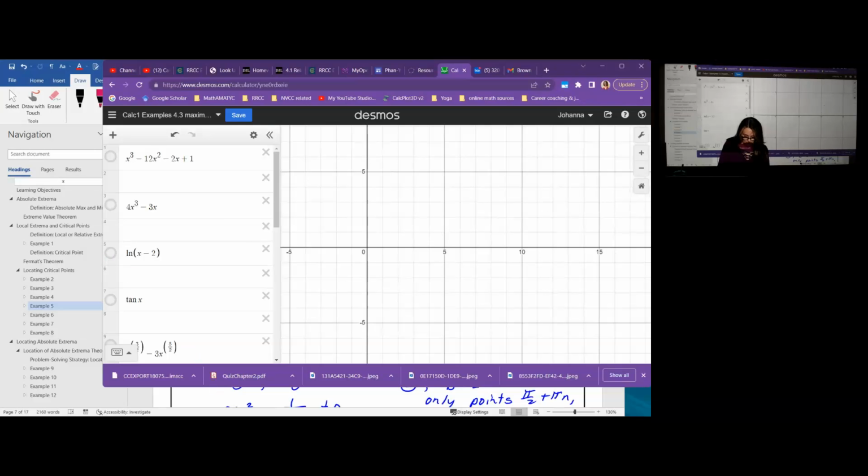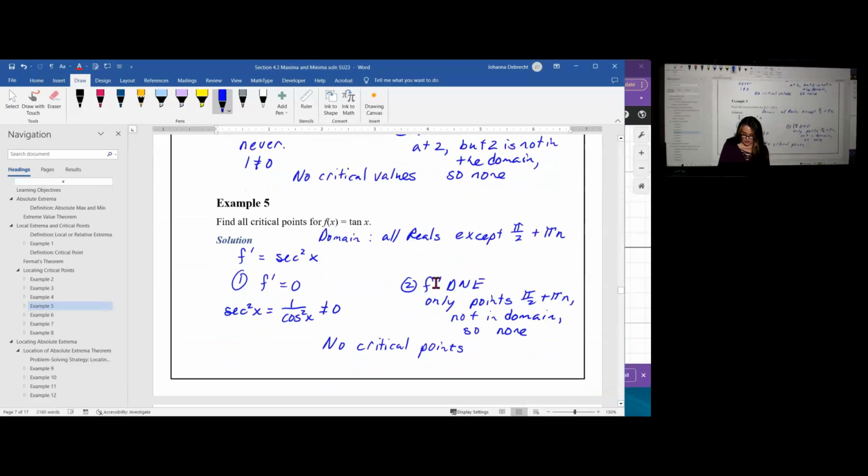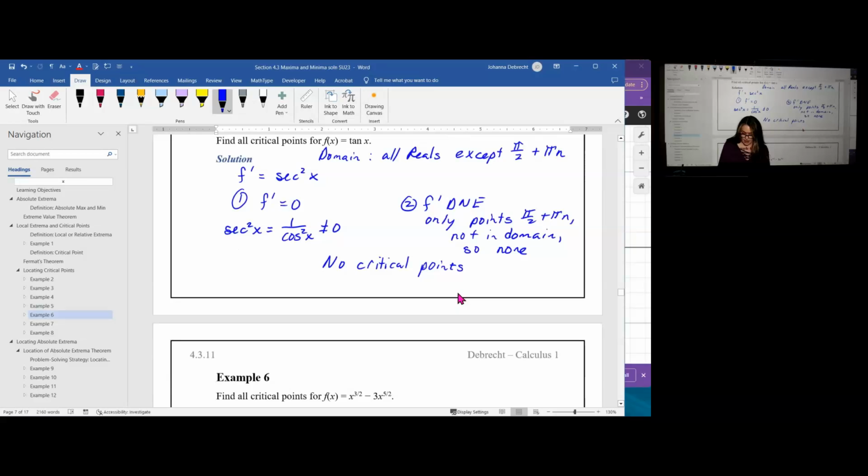The last example I asked you to work was the function tangent of x. Tangent of x is sine divided by cosine, so when cosine is 0, it will be undefined. So our domain is all the reals except any odd multiple of pi over 2. When we look at the derivative of tangent, we get secant squared.